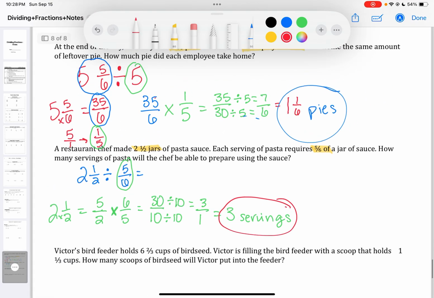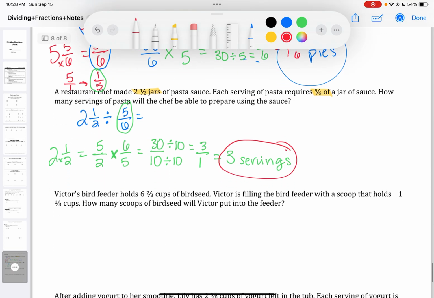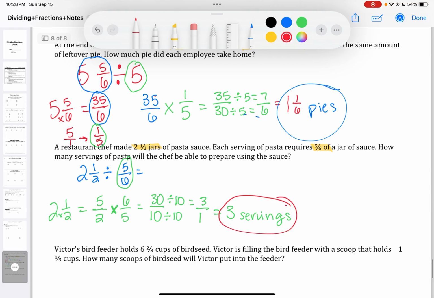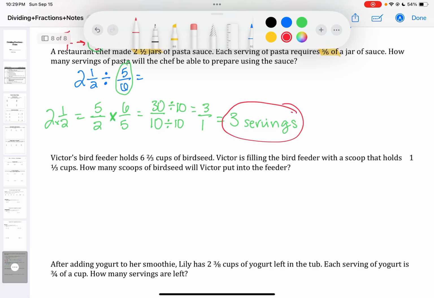Make sure that you always have your answers for word problems either as a mixed number or a proper fraction, and always add the units. That can mean feet, inches, pounds, pies, servings. If I'm looking for the amount of servings of pasta, I'm going to put 3 servings. If I'm looking for the amount of pies, I'm going to put 6 pies. All right, moving on to the next one.